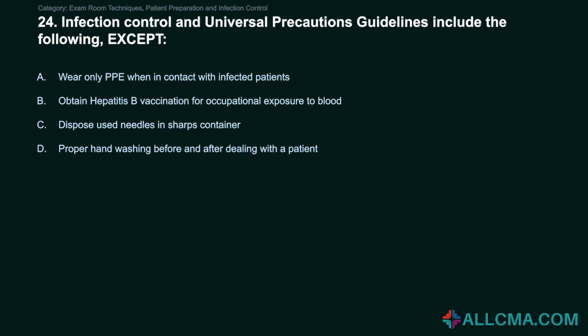Social history assists the physician in determining whether the patient's lifestyle is a factor for the medical condition of the patient. 24. Infection control and universal precautions guidelines include the following, except A. Wear only PPE when in contact with infected patients. B. Obtain hepatitis B vaccination for occupational exposure to blood. C. Dispose used needles in sharps container. D. Proper hand washing before and after dealing with a patient. Correct answer, wear only PPE when in contact with infected patients.